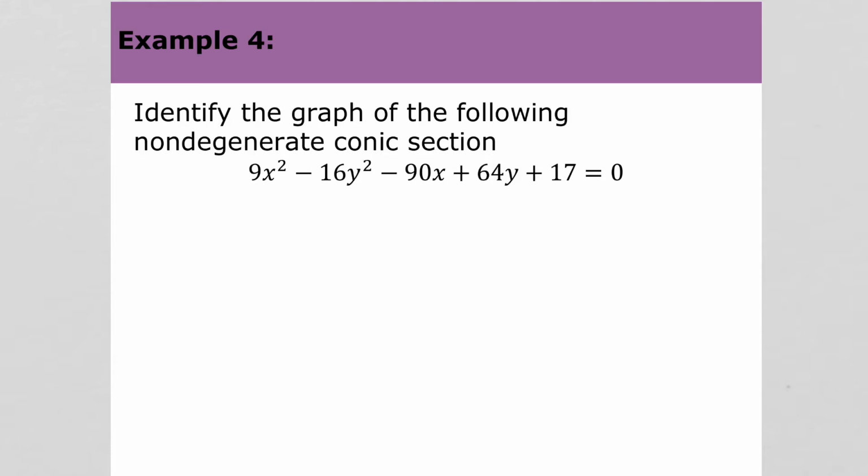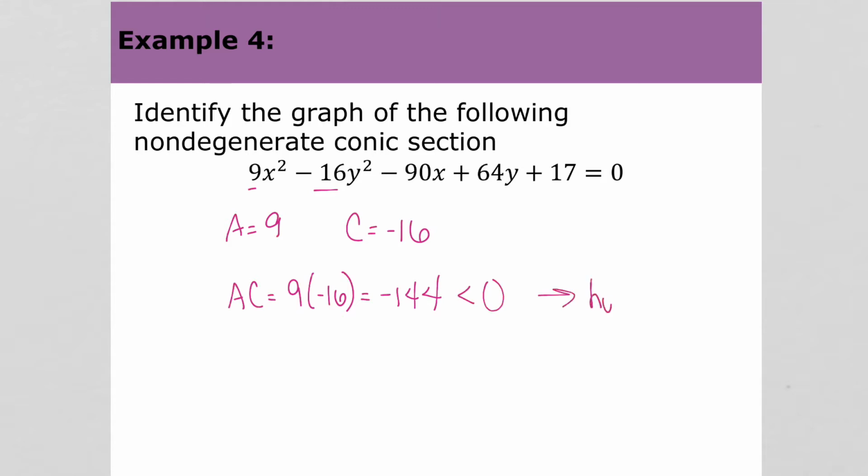And one more example here. A is 9 and c is negative 16. So if we multiply, we get a negative number. Since it's negative, then that means that our conic section is a hyperbola. And that's going to help us as we move forward through these rotation of axes.